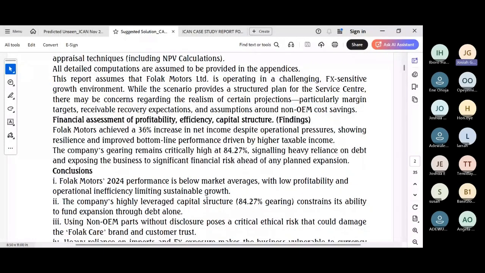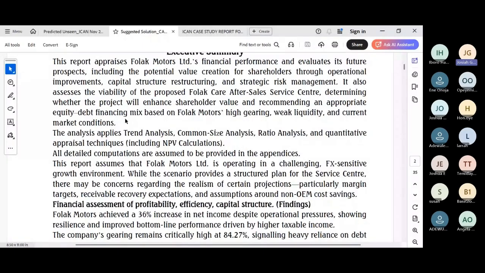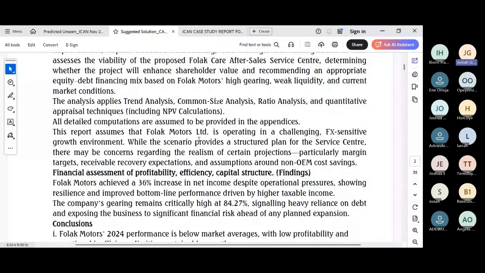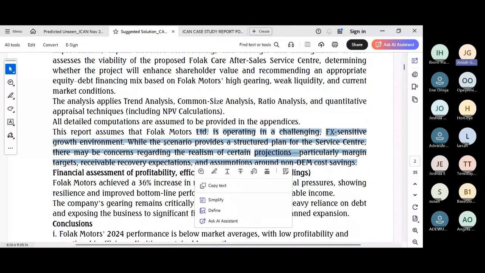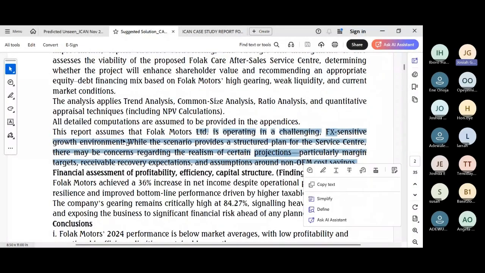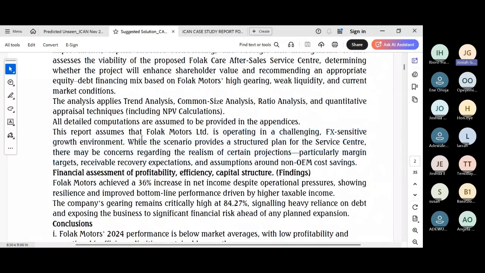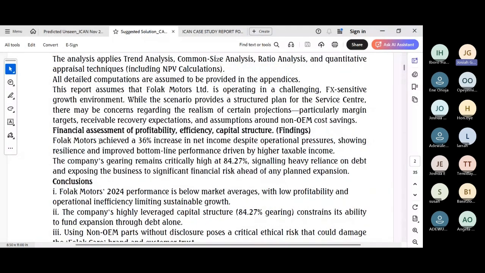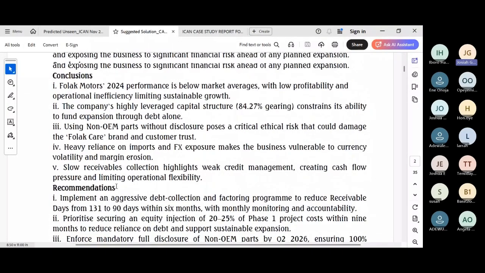Make that brief, please. The introduction should not be more than 3 lines. The analysis applies. The methodology should not be more than 3 lines. Your assumption, your skepticism statements should not be more than 1-2 lines. What is important is the findings and the conclusion and recommendation. This is where you earn the marks.